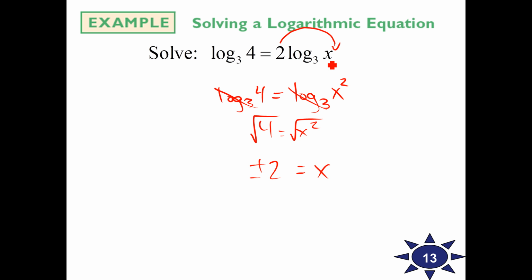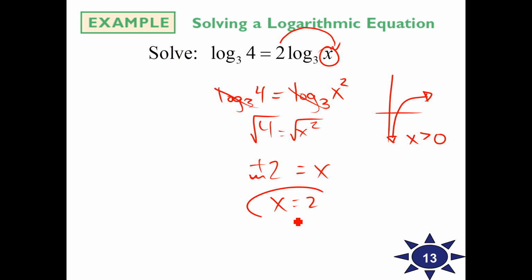But remember that for all logarithm problems you have to have the positive there, because remember the parent function looks like this. X has got to be greater than 0. So you can't have the negative part. x equals 2 is your answer. Try problem 13.